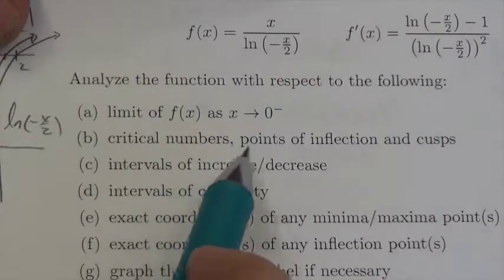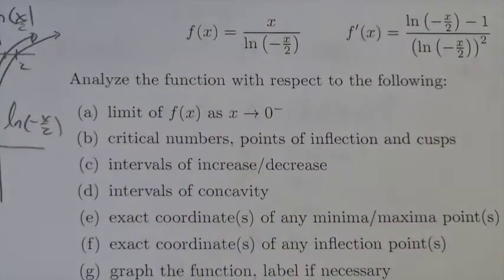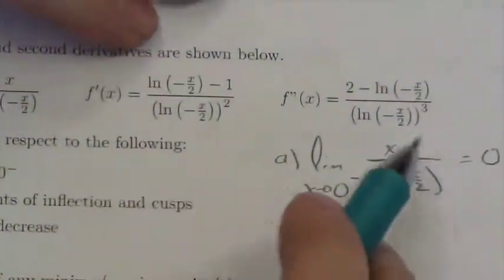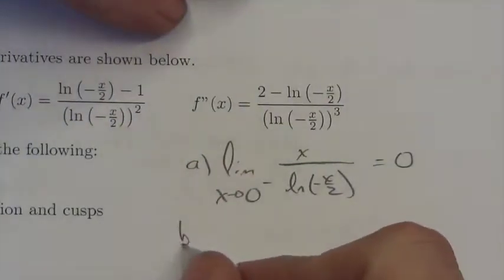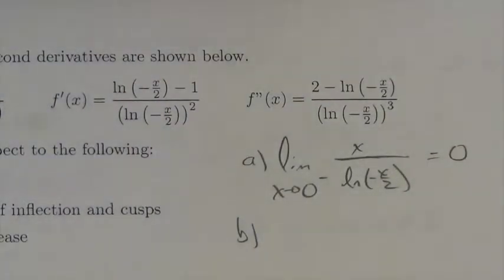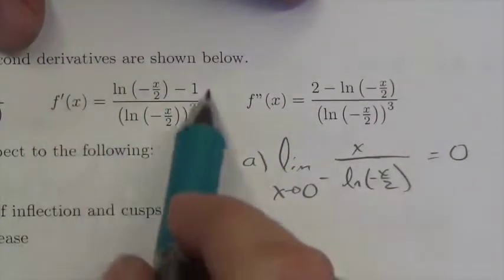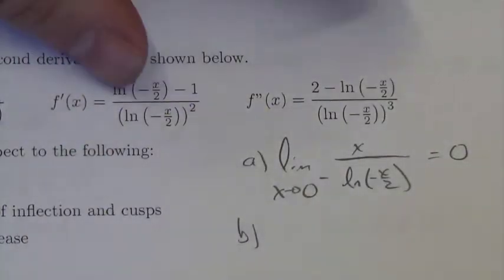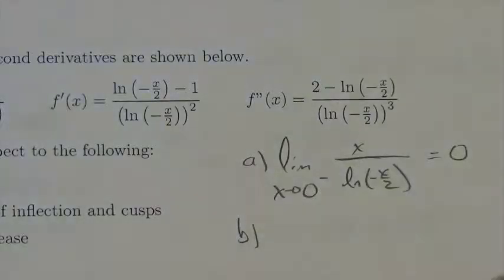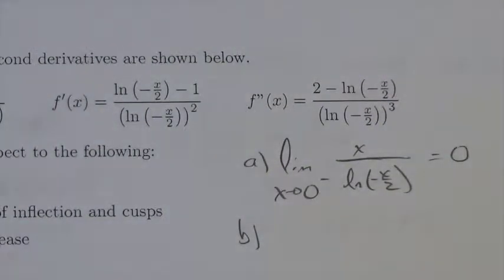We're going to find the critical numbers, points of inflection, and cusps. So what we're doing here is taking a look at the first and second derivatives. Sorry, not the points of inflection, I want the critical numbers first. I go to my first derivative and my second derivative, and I'm going to find out where they're undefined or equal to 0.